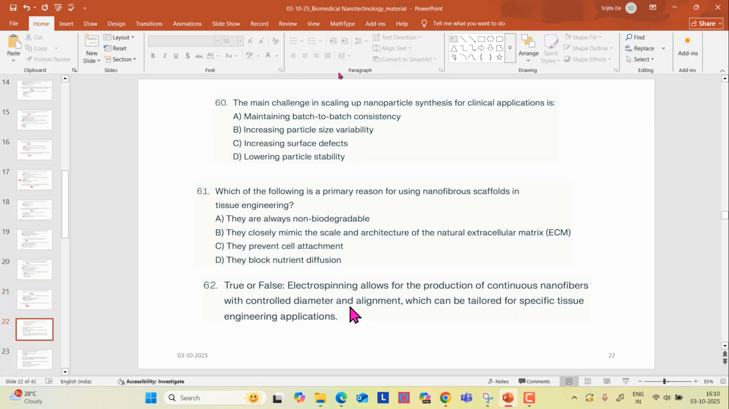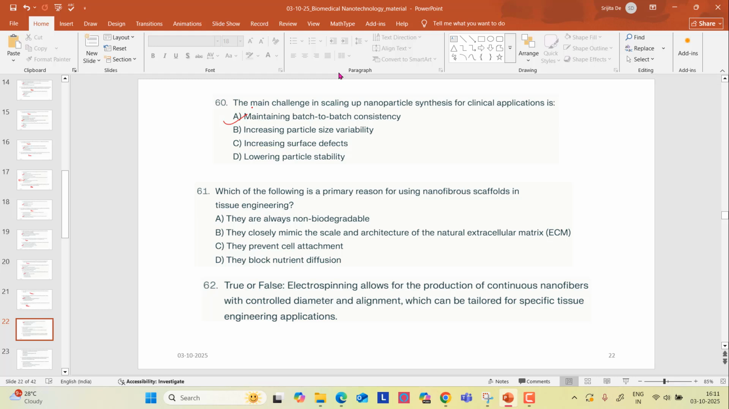The main challenge in scaling up nanoparticle synthesis for clinical applications is maintaining batch-to-batch consistency, increasing particle size variability, increasing surface defects, lowering particle stability. Option A. Yes, because in every batch the particle size may change or particle shape may change because of the environment it is synthesized in, right? Because the shape also depends on the temperature.